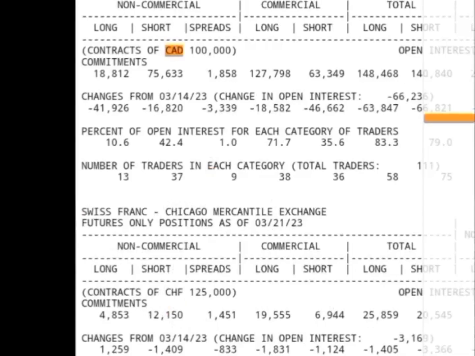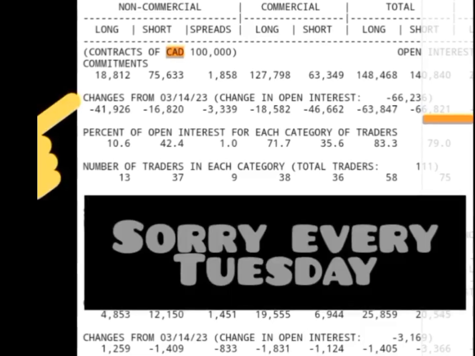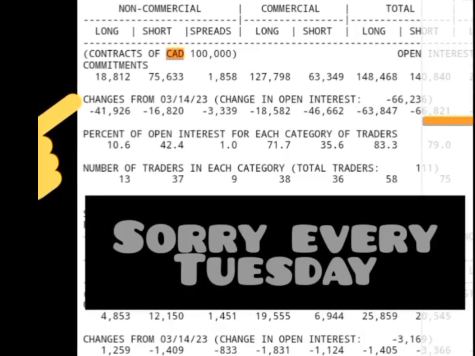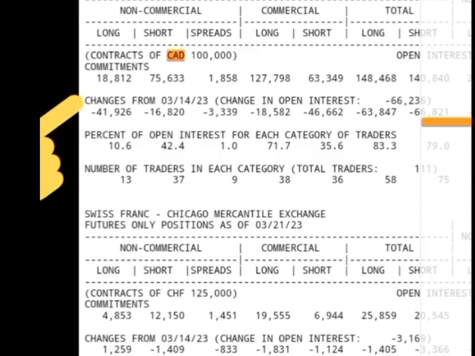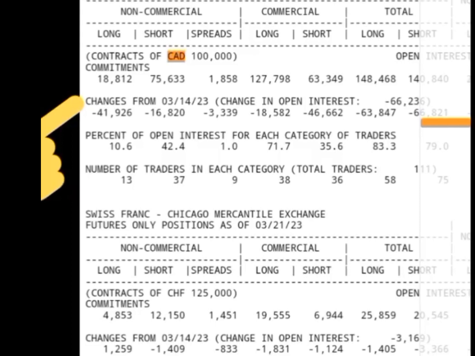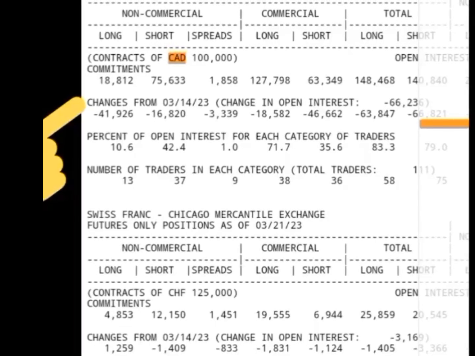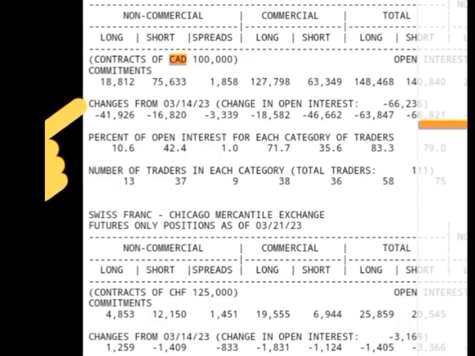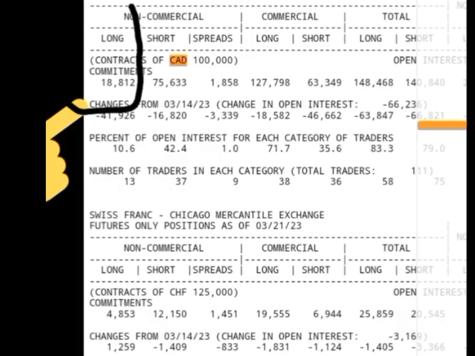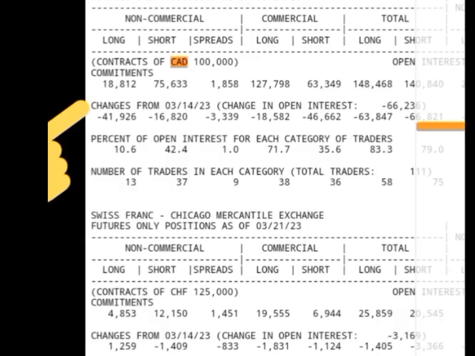When you get the positions, look at the change in positions from the 14th. This report actually drops every Friday. So look at the changes in position from 14th March, 2023. You see that there was a subtraction of 41,926 positions from the long side, meaning they're taking out positions, closing out their long position. They're closing out their buying position.